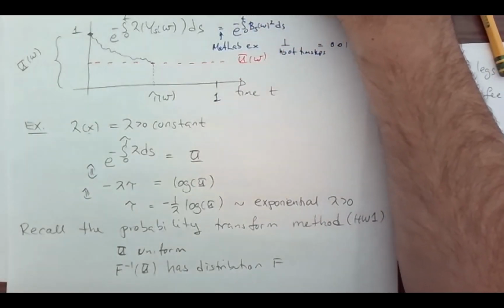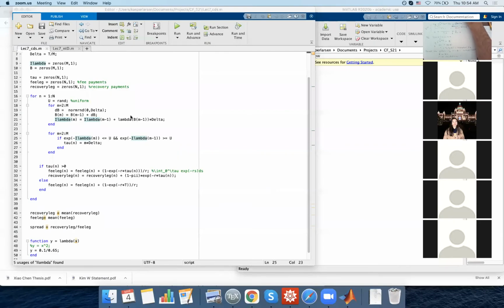Let's share the screen again. So that's what is happening here. I had 100 time steps, so 1 divided by 100 is 0.01. I grow the path, and then I check to see if default happens.